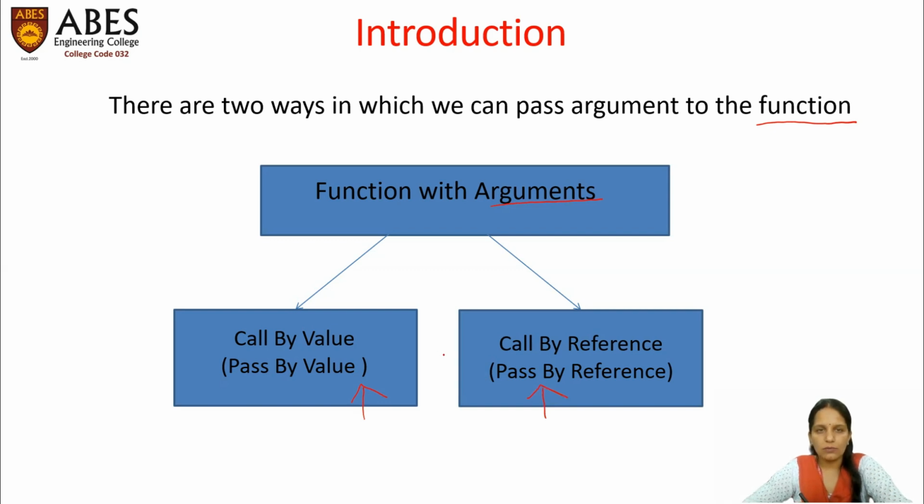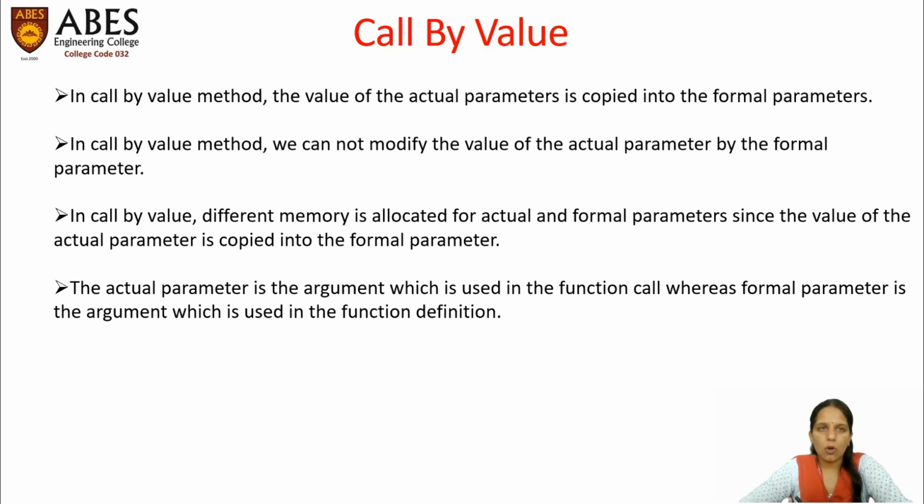So throughout the PPT, we are going to discuss call by value and call by reference by taking an example, right? So the first thing is, in the call by value method, the value of the actual parameter is copied into the formal parameter. You need to remember these two terms, actual parameter and formal parameter. Second, in call by value, we cannot modify the value of the actual parameter by the formal parameter. We will discuss that through an example, right?